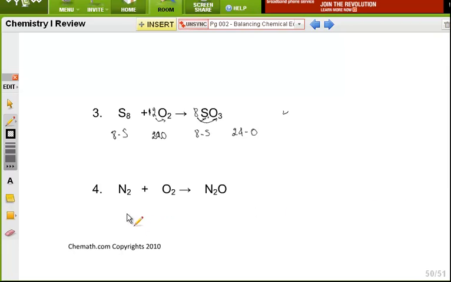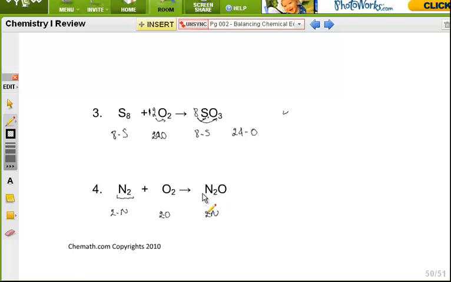Let's see the last one. Again we have 2 nitrogens on my reactant side, and we got 2 nitrogens on my product side, so my nitrogen is balanced. Let's see the oxygen. We have two oxygens on my reactant side, and we have only one on my product side. So we had to multiply this one by a factor of 2 to make this oxygen 2, I'm sorry. So we had two oxygen atoms on my product side.